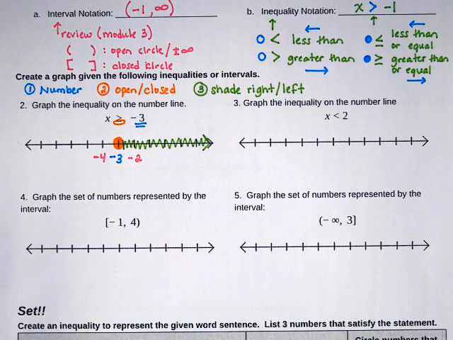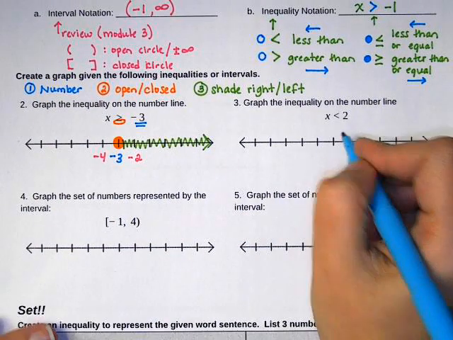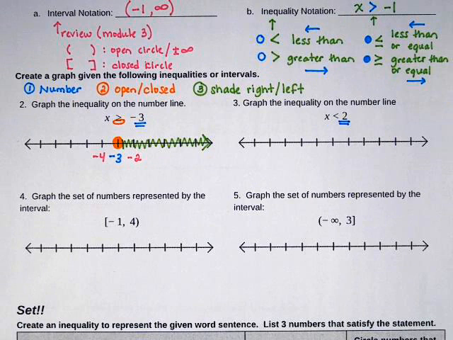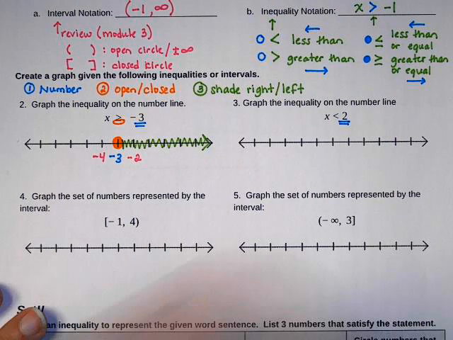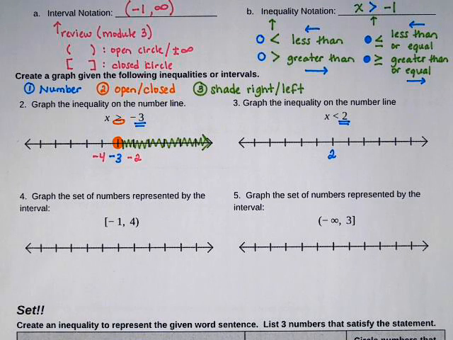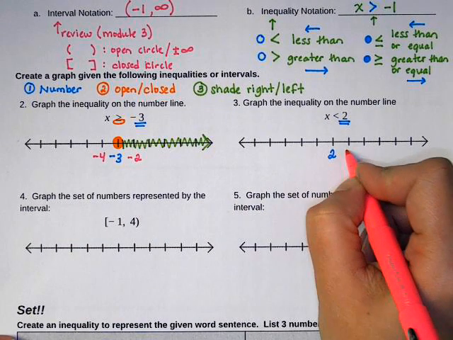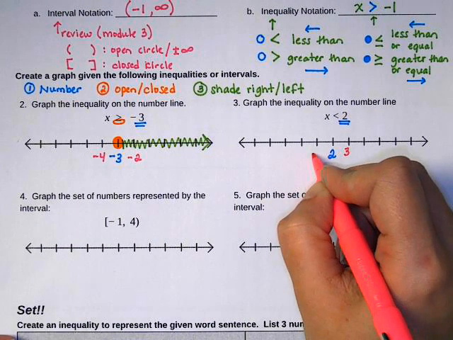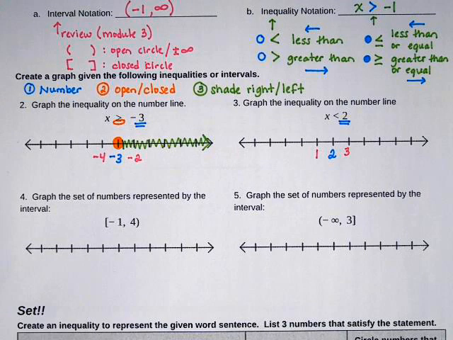If I was trying to do problem 3 and graphing this inequality on a number line, I'm going to go through the same 3 steps. So first, I'm going to look for where the important number should be. In this case, my important number is a 2. I also need to label 3 numbers, so I'm going to label one number bigger and one number smaller than that. One number to the right would be 3, and one number to the left would be 1.